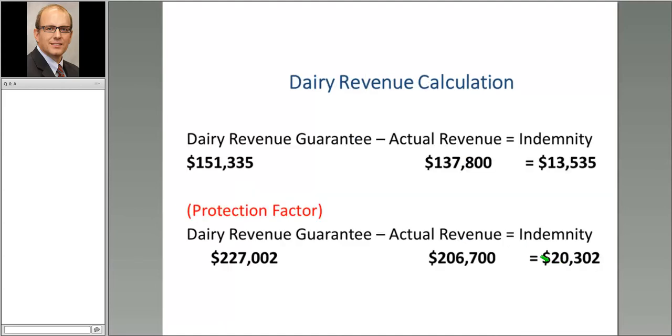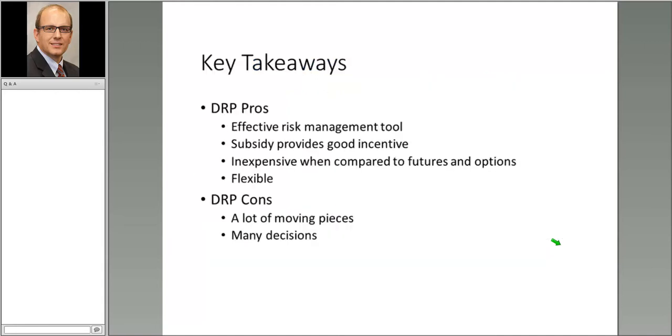Without the 1.5, I was at $13,535 for my indemnity. With the protection factor, I increased my indemnity to $20,302. So you can see the impact of increasing that protection factor for an individual operation. And recall, this only wants to be used if you have an operation that can get a higher price because of some of the pricing associated with your milk. So this is just brief.